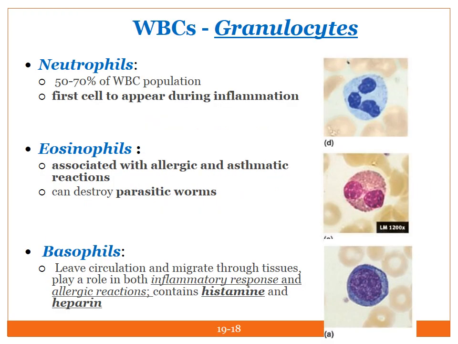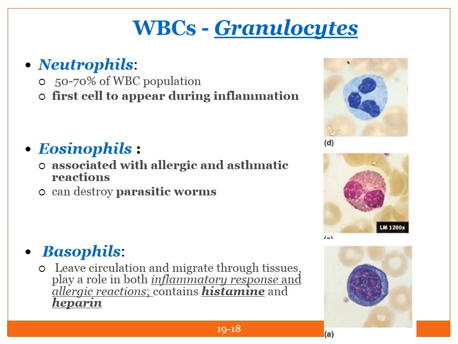Looking more closely at the granulocytes, neutrophils are by far the most common type of white blood cell, and you need to know that they're the first cell that will appear during an inflammatory reaction. Neutrophils are nonspecific phagocytes, and all white blood cells are phagocytes. So nonspecific means that the neutrophil doesn't care what it's endocytosing. As long as it's identified as foreign or a damaged cell, it's going to endocytose and destroy that material.